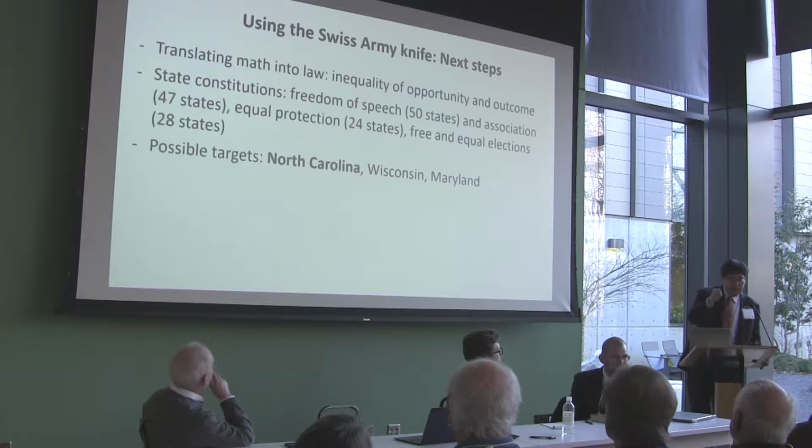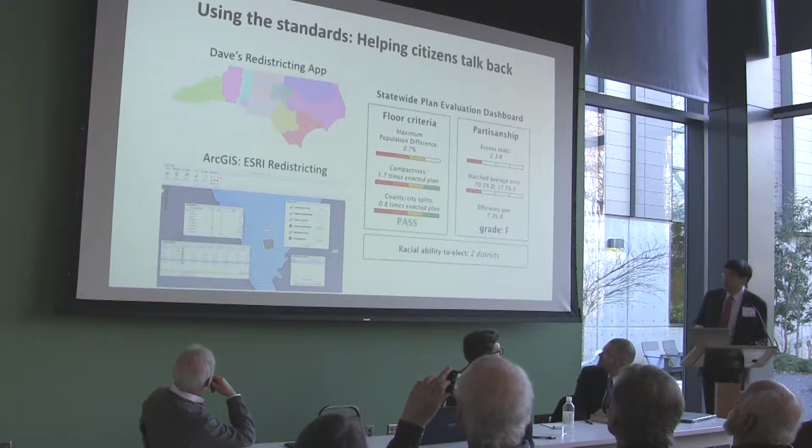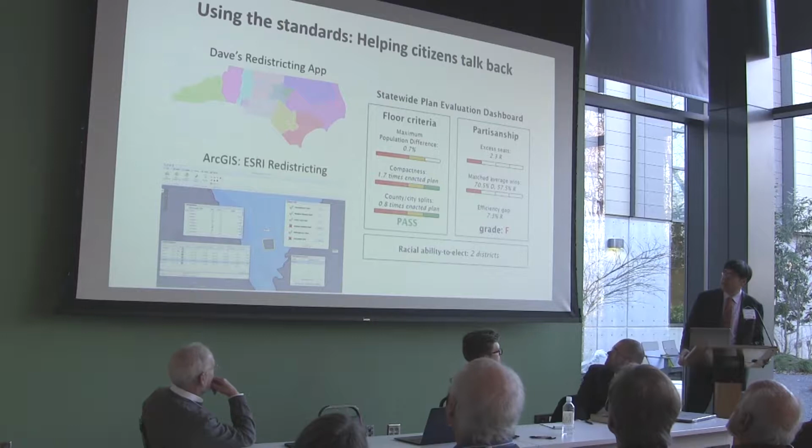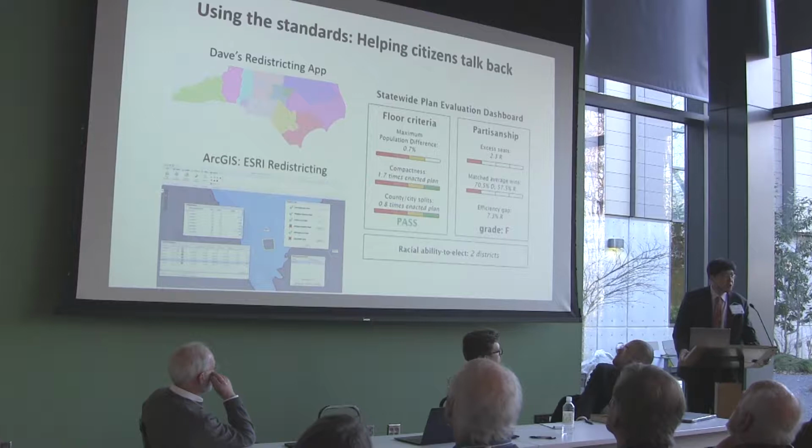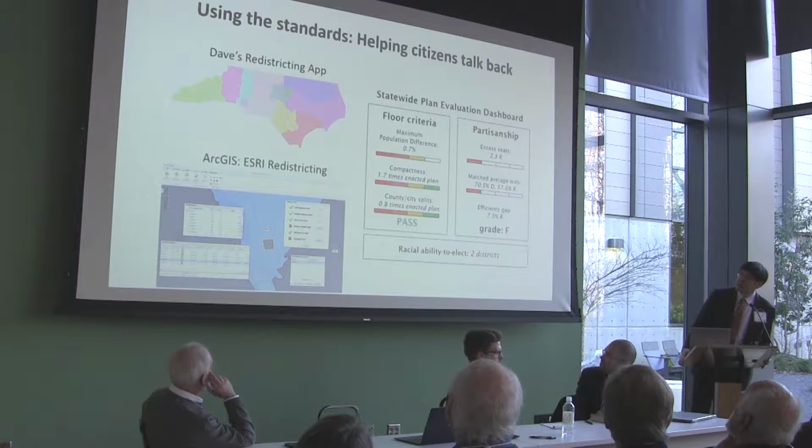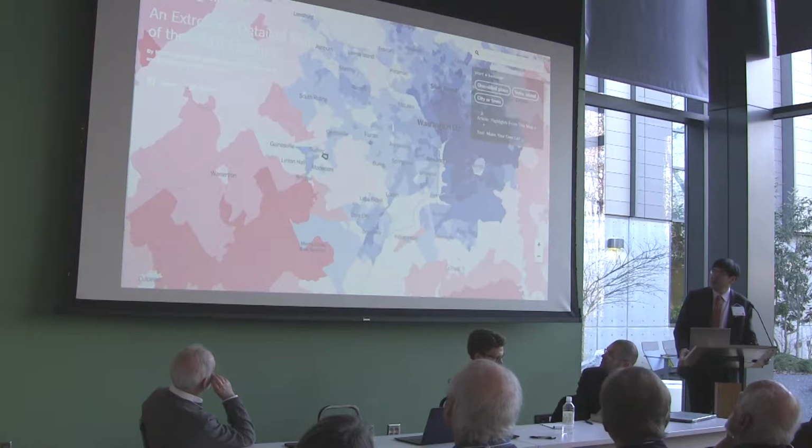Now, I just want to show you the kind of thing that's necessary in the future. I'm going to stop in a moment, but we want to use these standards to help citizens talk back. That involves helping citizens use software to predict partisanship and to analyze partisanship. And we're now working with people who deal in open redistricting software, such as Dave's Redistricting App, to try to make these things available.